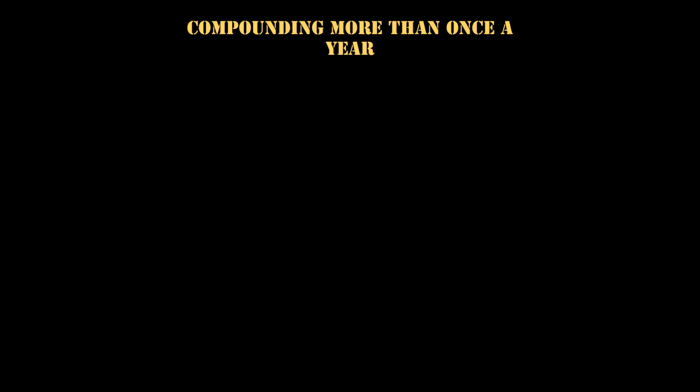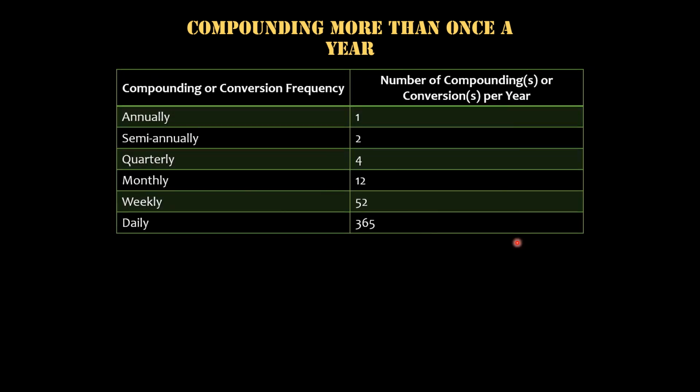Okay, let's proceed to compounding more than once a year. So, paano naman pag ang interest ay kinompound more than once a year? Hindi lang isang beses sa isang taon, kundi madaming beses pa. Okay, so ito yon. Let me show you the table here. On the first column, we have here the compounding or conversion frequency. As what you can observe on our previous examples, ang lagi doon ay annually. Yearly, di ba?